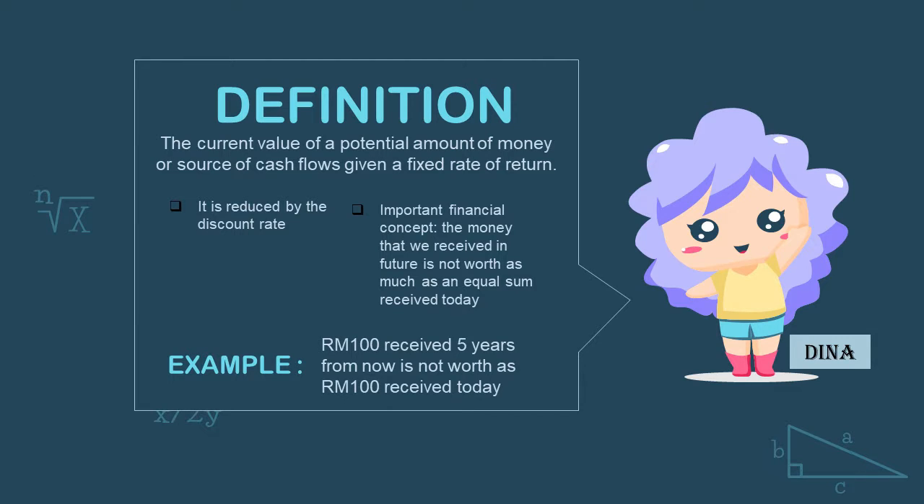The definition of present value is the current value of a potential amount of money or source of cash flows given a fixed rate of return. The present value of future cash flow is reduced by the discount rate. The higher the discount rate, the lower the present value of future cash flows.